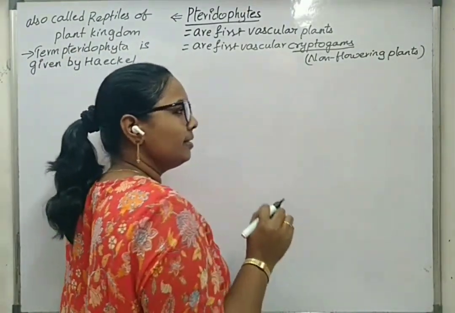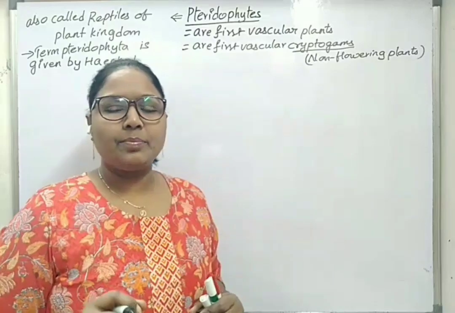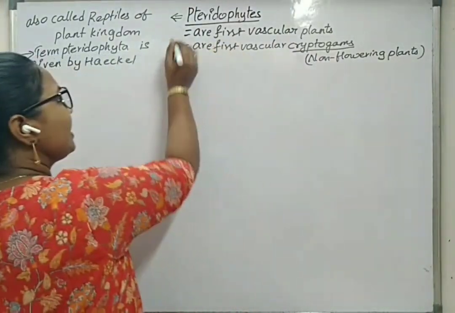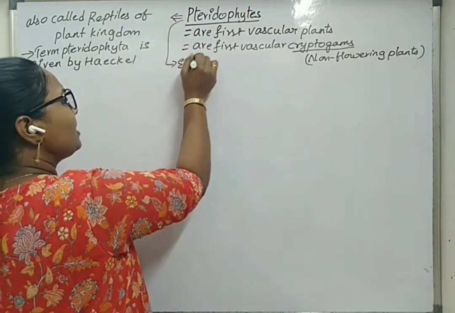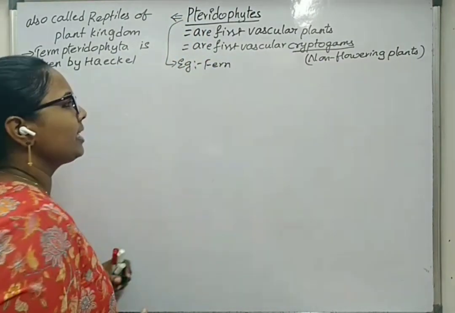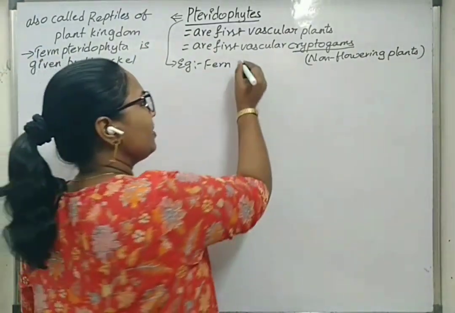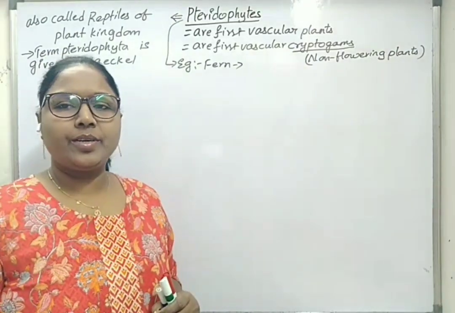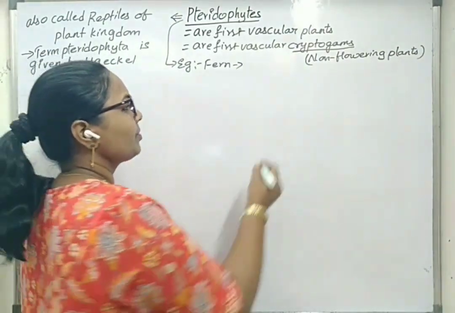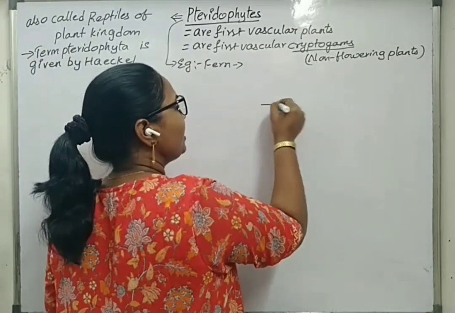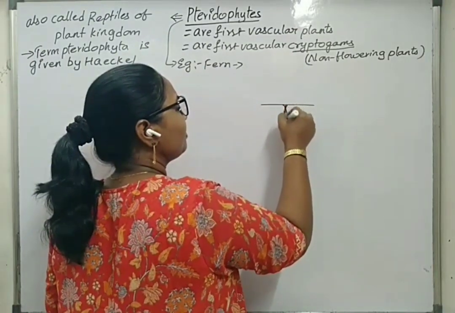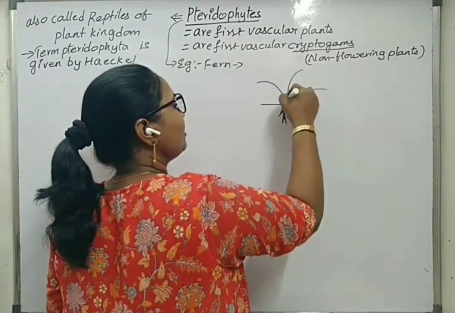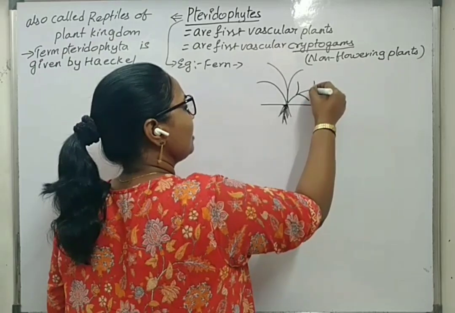So, commonly when we come to an example of pteridophytes, we talk about the fern plant. We will see some other examples also, but first we will start with fern. Ferns are mostly medicinal plants, but they are also used as ornamental plants. If this is the earth layer and these are the roots, the fern plant will have leaves like this.